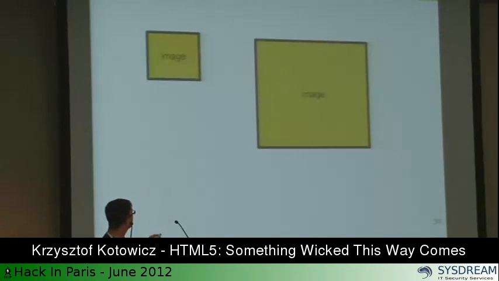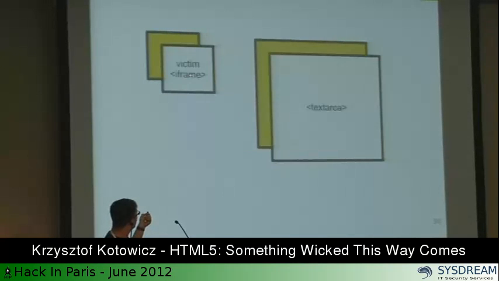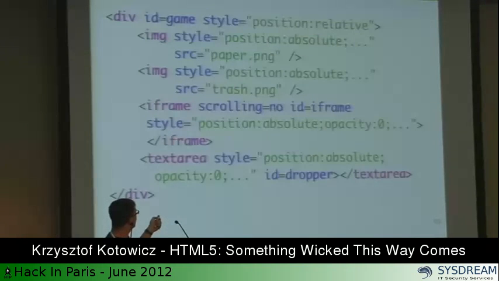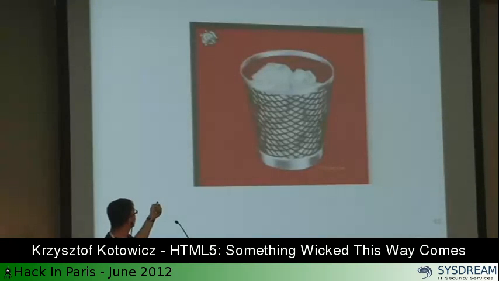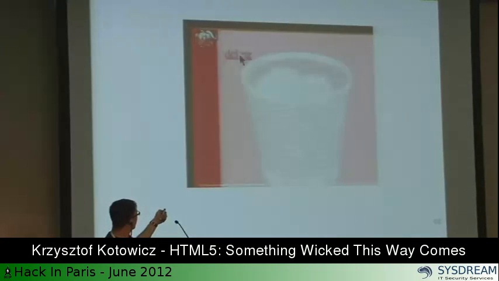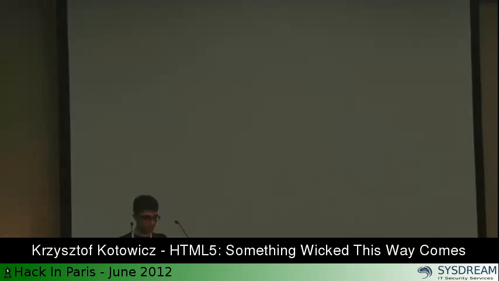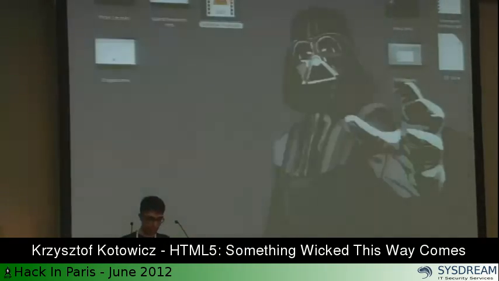The technique is I'm using two images. One is overlaid with an iframe of a victim application, and the other is overlaid with a text area. Both are invisible. This is the HTML code. I'm trying to make him drag something out of the victim application to the text area. And as soon as he drops something, I get access to the actual content that he was dragging from the victim application. Let's see a demo, and it will be the last demo.